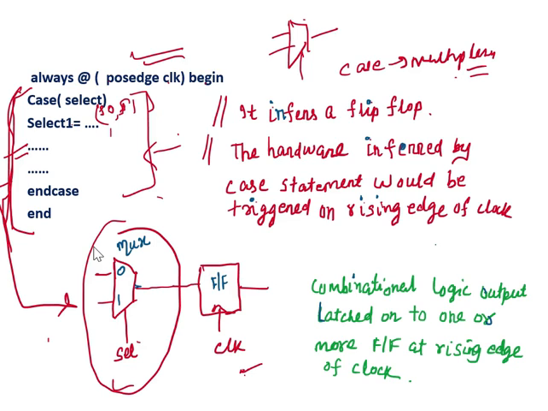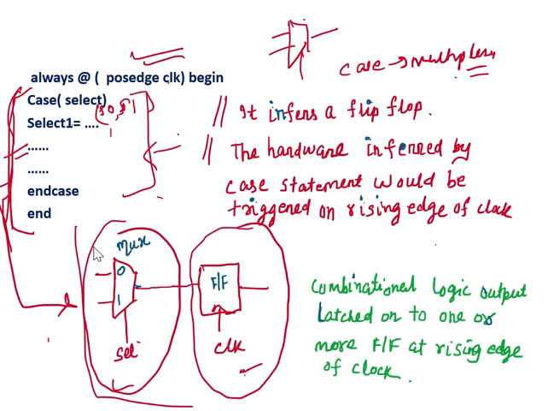So now what we have done? Now we have included a sequential logic here. Now we have included a register. Now the whole circuit, as a whole, is a sequential design. This case statement inferred a combinational logic, but now the whole module inferred a sequential logic.